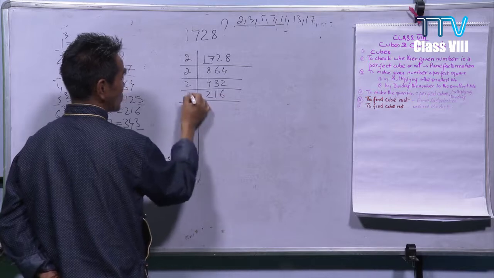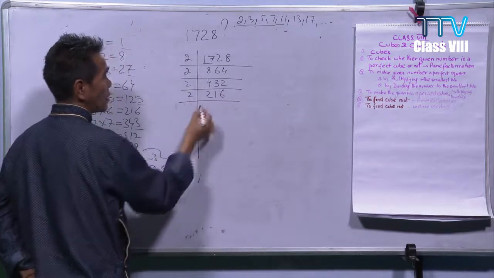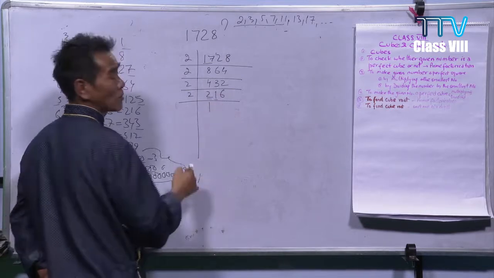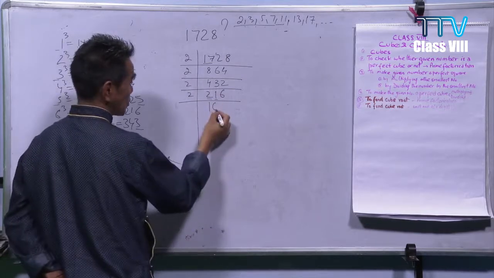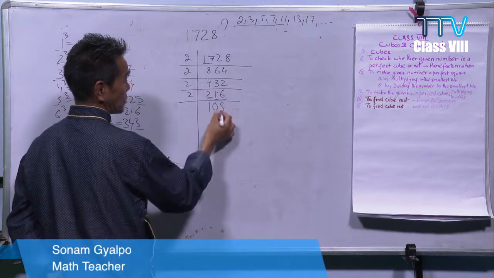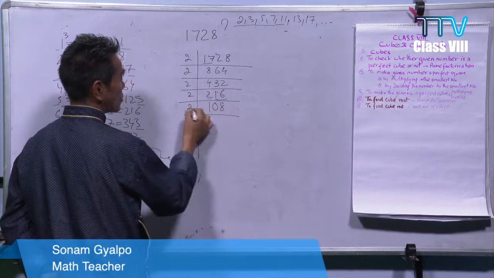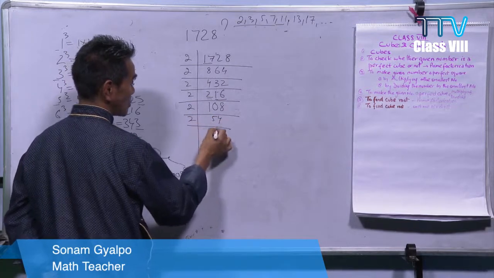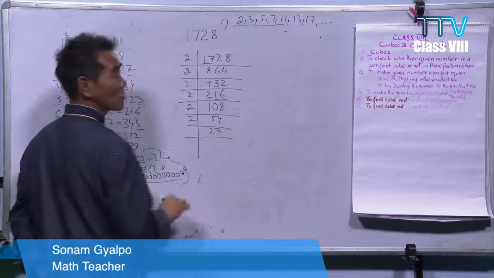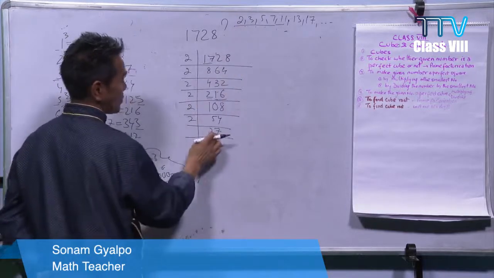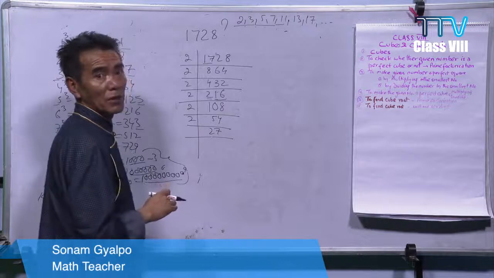Again an even number. 2 into 16 is 8. Then 2 into 10 is 5, and 2 into 4 is 2. Here 27 is an odd number, so take the sum of the digits: 7 plus 2 is 9, and 9 is a multiple of 3.